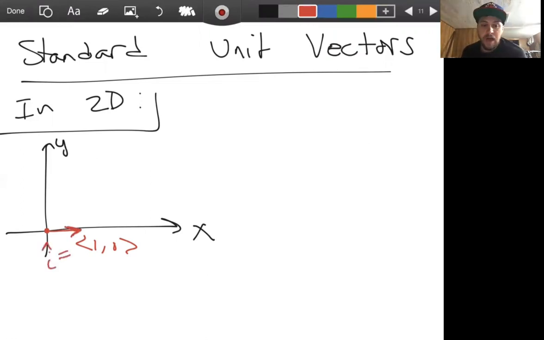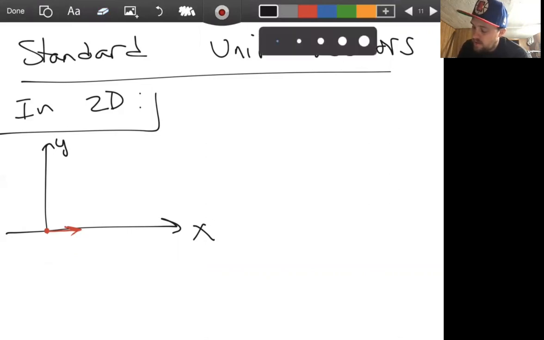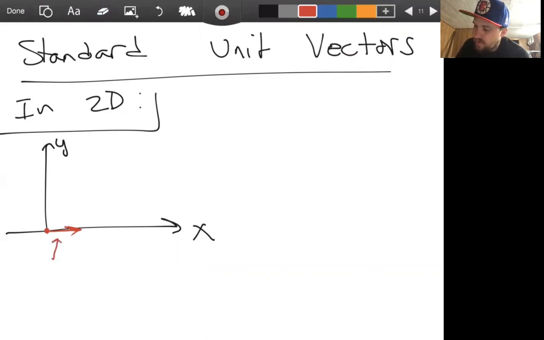It's i with a little hat on it. So maybe that's not the best, interfering with the axis there. So this is the vector. The vector 1, 0 is the vector i hat equals 1, 0. This is one of 2 standard unit vectors in 2-dimensional space.